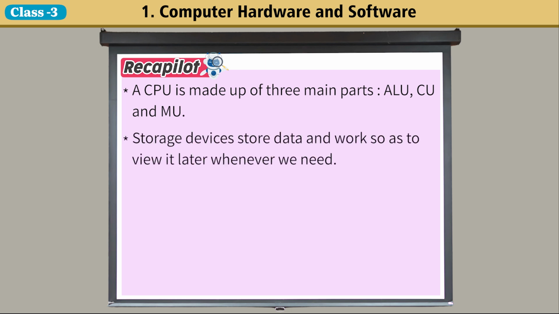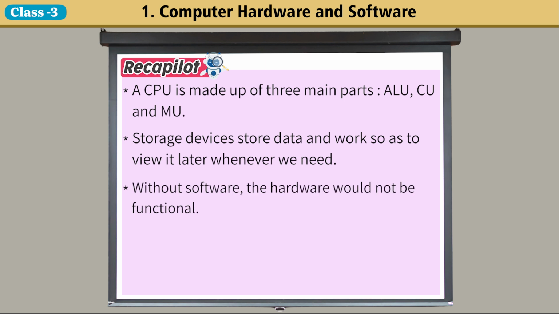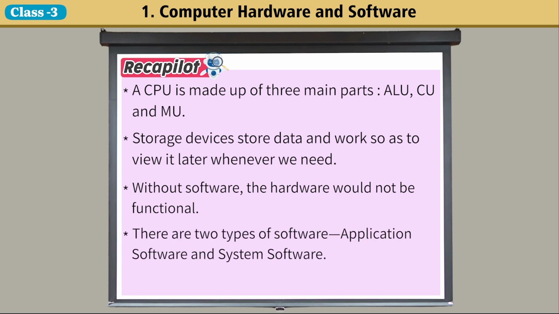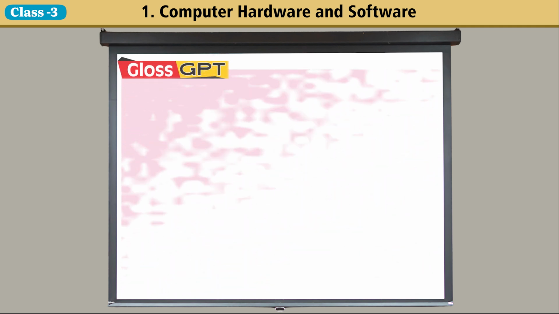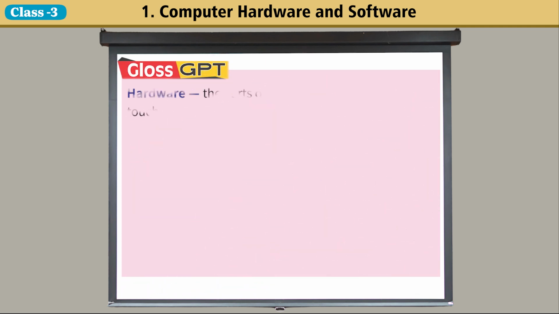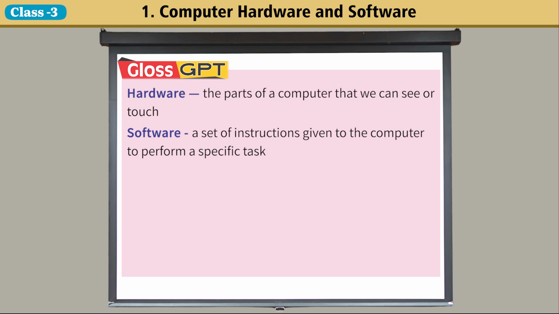Storage devices store data and work so as to view it later whenever we need. Without software, the hardware would not be functional. There are 2 types of software: application software and system software. Glossary. Hardware, the parts of a computer that we can see or touch. Software, a set of instructions given to the computer to perform a specific task.